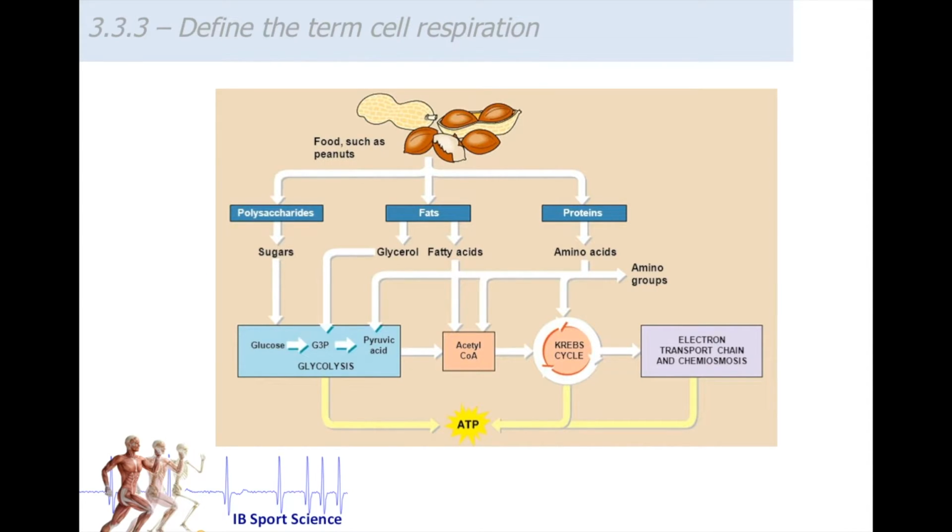Here we've got a slightly more complicated diagram representing cellular respiration, and at the top we've got food such as peanuts. In this example, peanuts contain polysaccharides, so carbohydrate, fats, and also proteins. Each of these three macronutrients can be used as substrates to produce energy. We're going to look at the different systems of producing energy in a bit more detail in future videos. But essentially, all of these systems are there to produce ATP. This is our body's currency for energy, for powering muscle contractions and other metabolic processes.